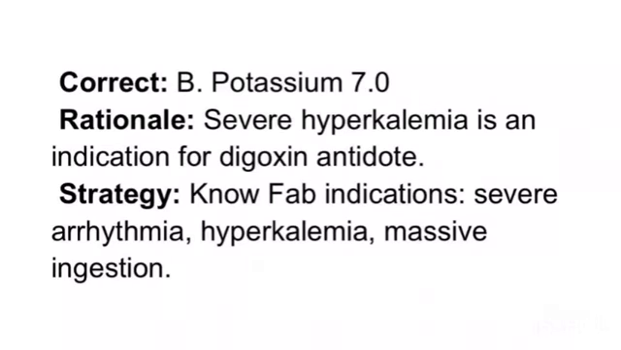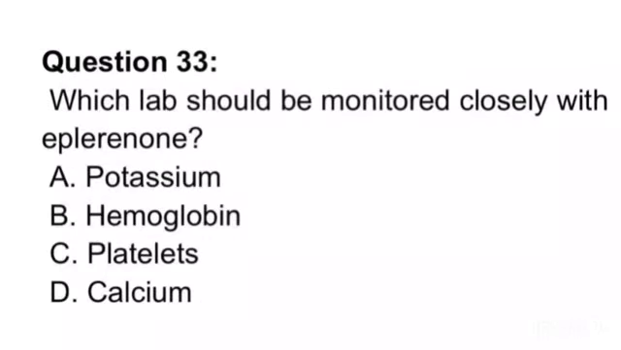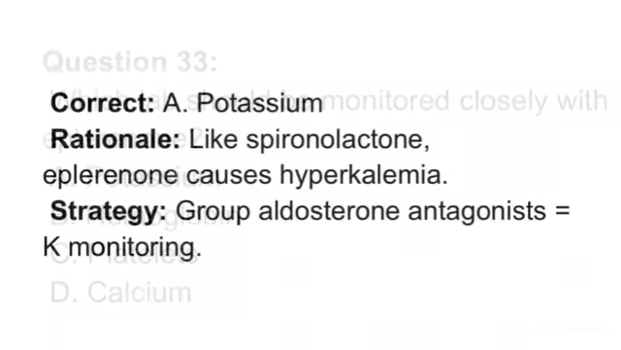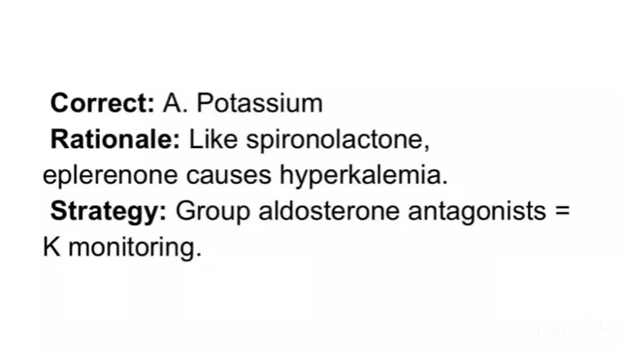Strategy: no Fab indications, severe arrhythmia, hyperkalemia, massive ingestion. Question 33. Which lab should be monitored closely with eplerenone? A. Potassium. B. Hemoglobin. C. Platelets. D. Calcium. Correct, A. Potassium. Rationale: like spironolactone, eplerenone causes hyperkalemia. Strategy: group aldosterone antagonists equals K monitoring.